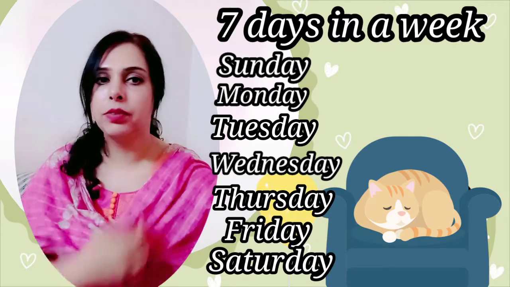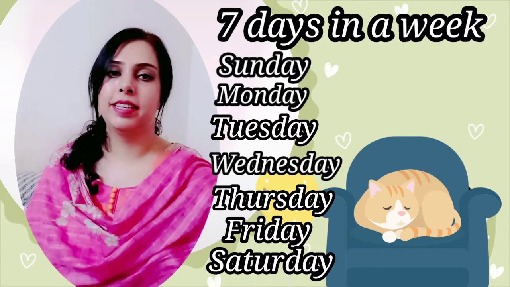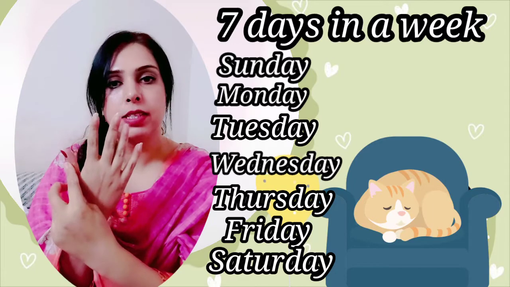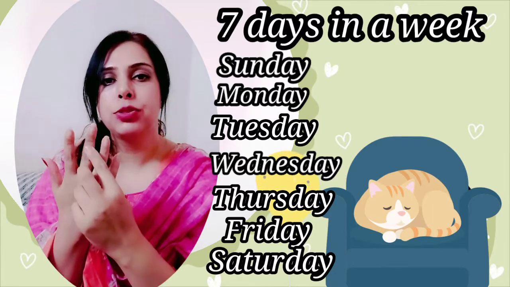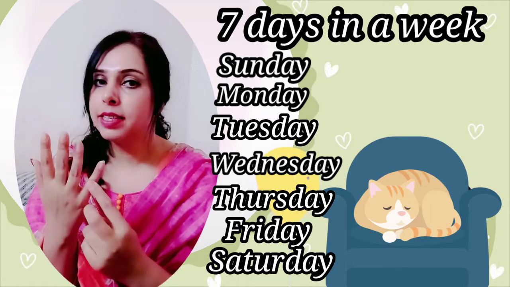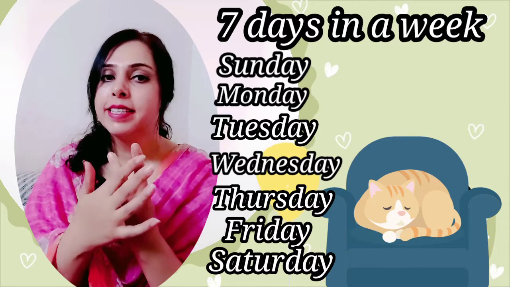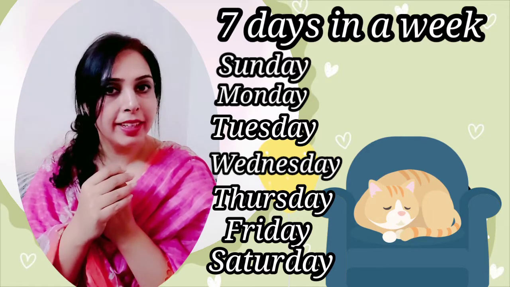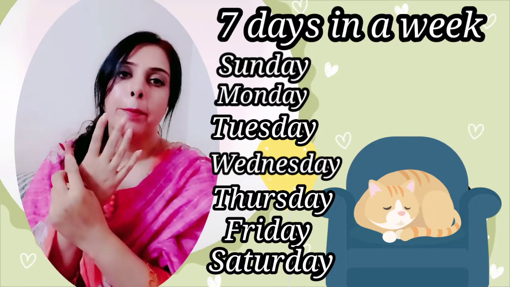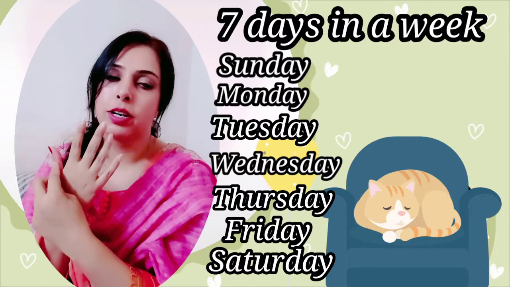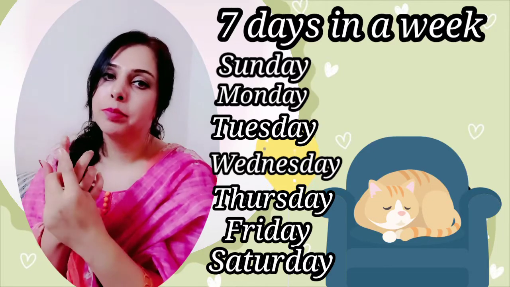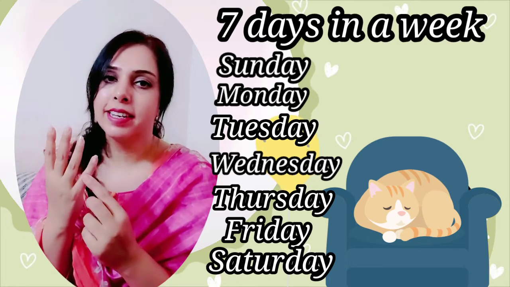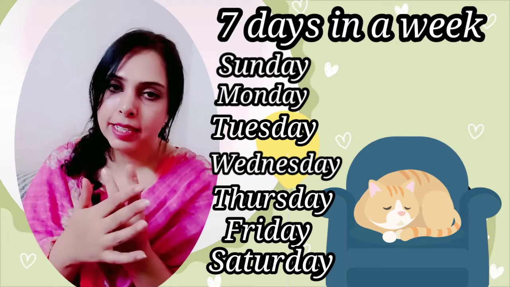Okay, how many days in a week? There are 7 days in a week, and the 7 days and their names are Sunday, Monday, Tuesday, Wednesday, Thursday, Friday, Saturday. Okay kids, now you are going to repeat after me. I'm going to start from Sunday. Sunday, Monday, Tuesday, Wednesday, Thursday, Friday, Saturday.